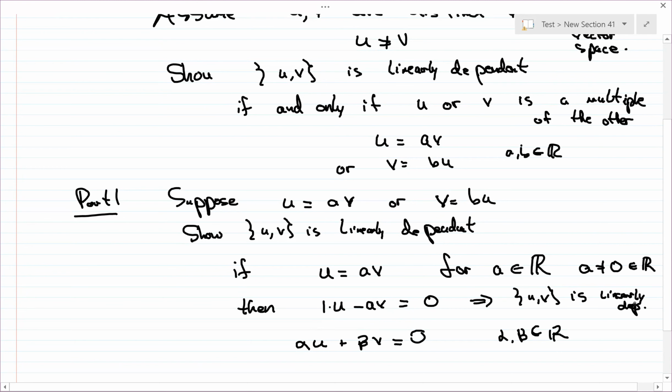Okay. And by the way, I assumed that a wasn't zero, but even if a is zero, this would still work. You'd have 1 times U minus 0 times V equals 0. And one of the coefficients would be non-zero. So I don't even need to assume this. I think I'll strike it.